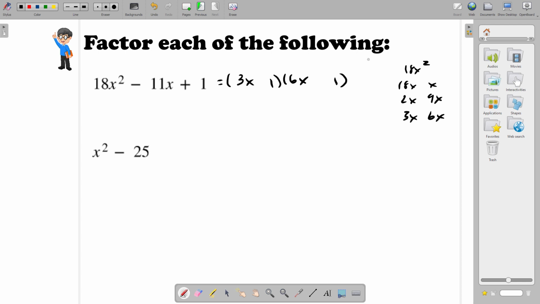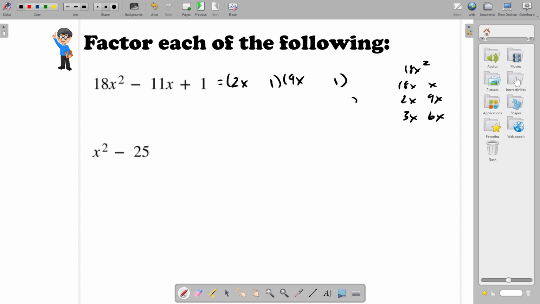So I'm going to have 3x for outsides. Insides is going to be a 6x. I need 11. That's not going to work. And since I've got 1 and 1, it means that these must be wrong. So let's try 2x and 9x.